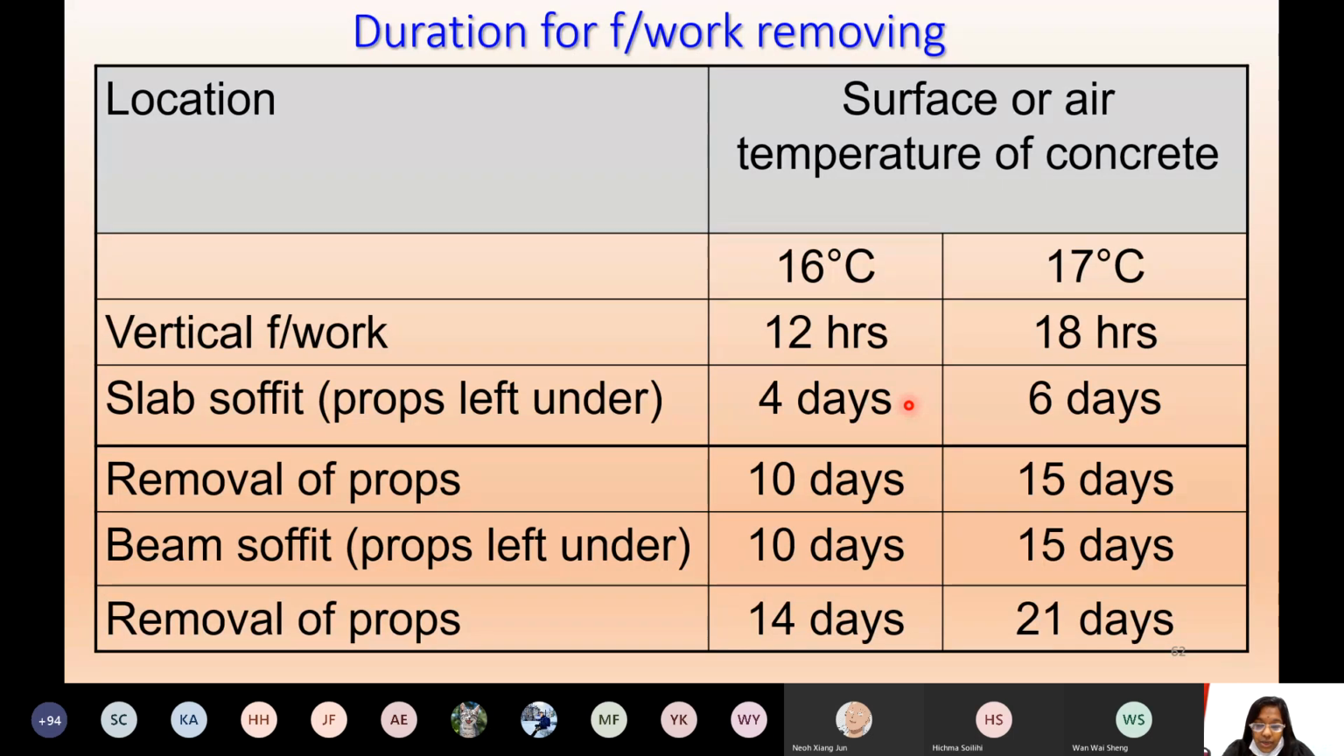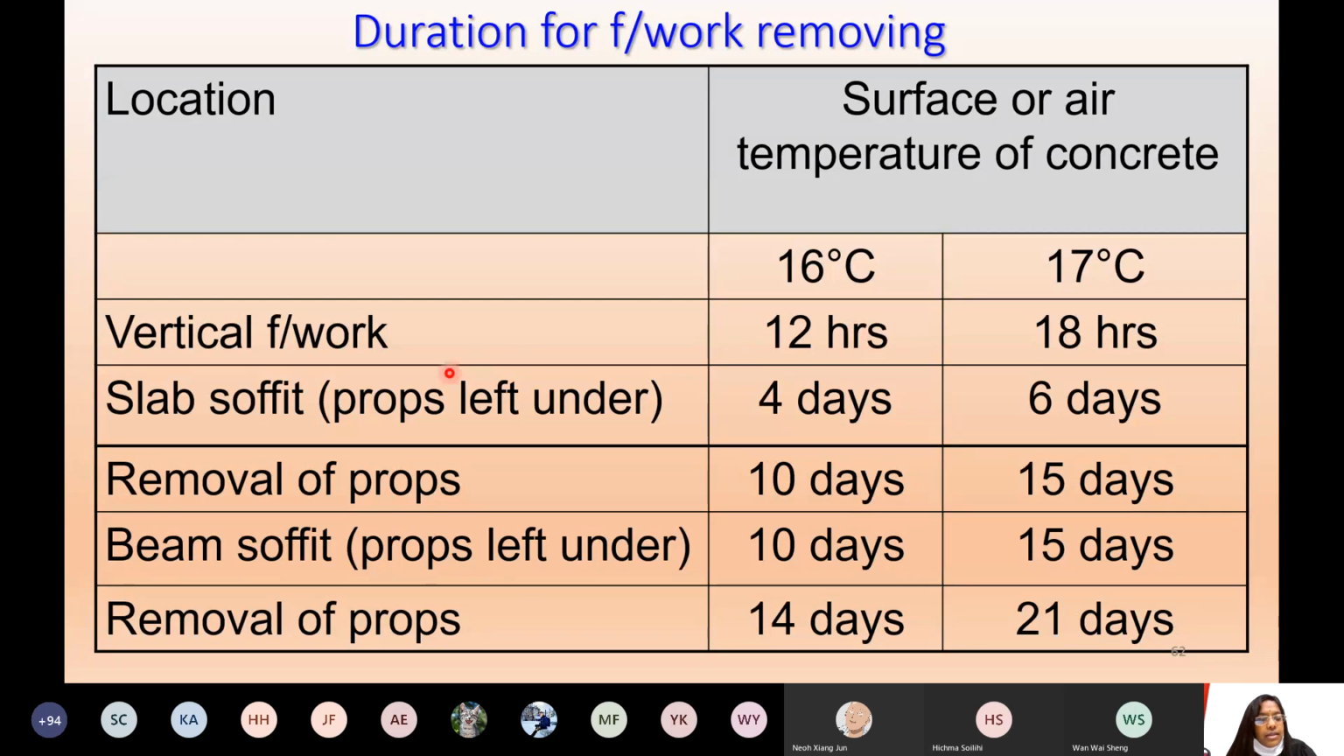This is important. I will ask in the exam, just memorize at least one or two, a few of them. Only 4, right? 4 here. You can memorize and keep in mind. Duration of formwork removal: vertical formwork 12 hours. If the room temperature of that place is 16 degrees, or 17 degrees, take this as a reference for you. Normally 16 degrees is the temperature for most places in the tropical region. So vertical formworks can be removed in 12 hours.